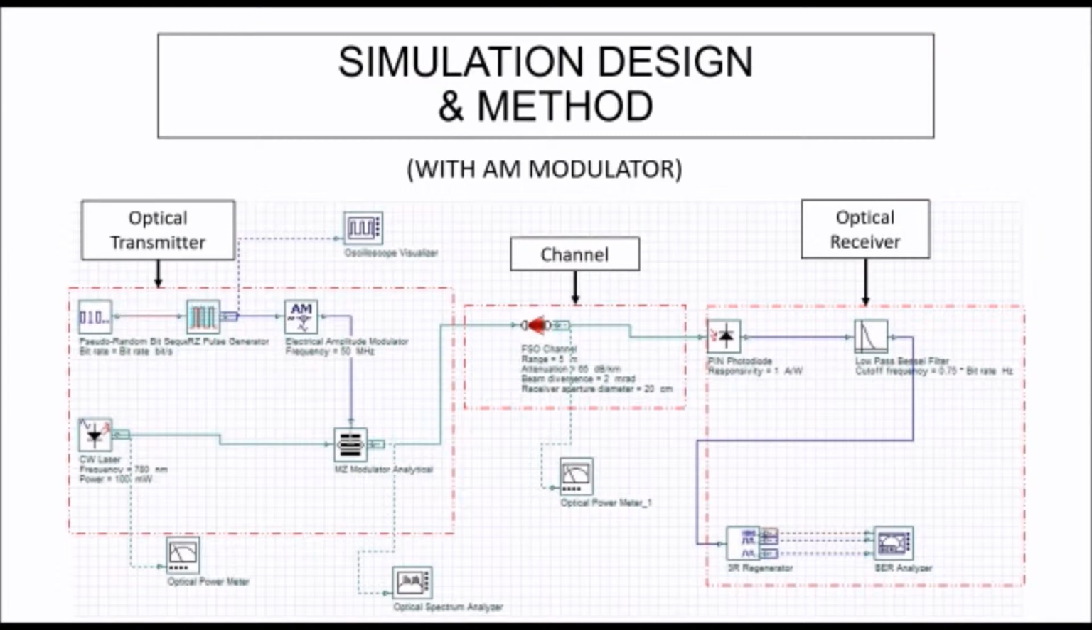For each part of the subsystem, the requirements will be filled into each of the components to produce the signal, and the signal produced will be shown in the BER analyzer to see the BER analysis, eye diagram and eye pattern. Thank you.